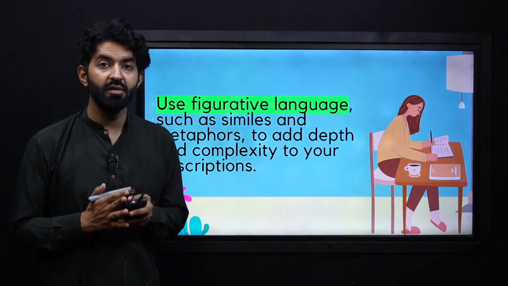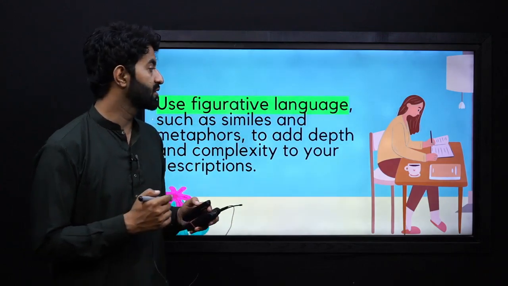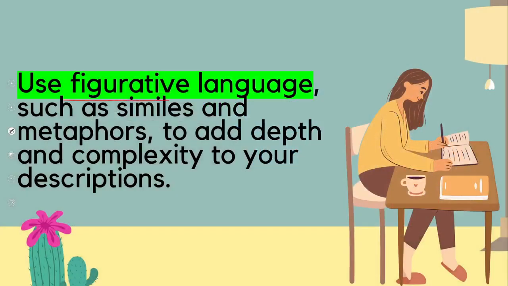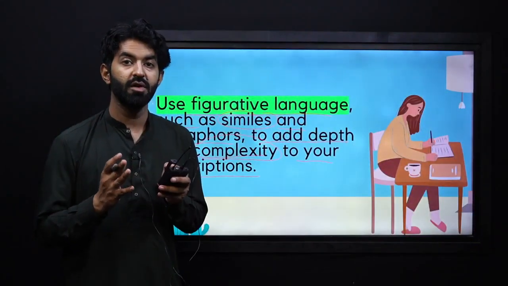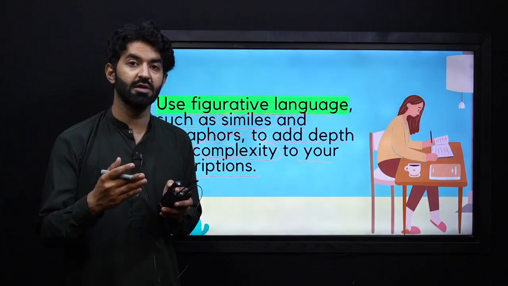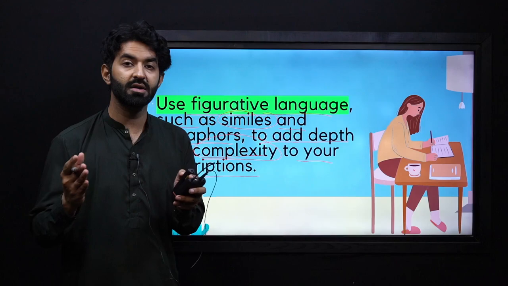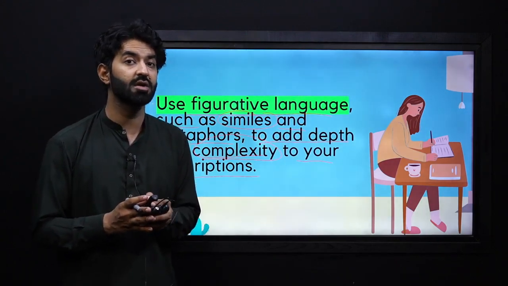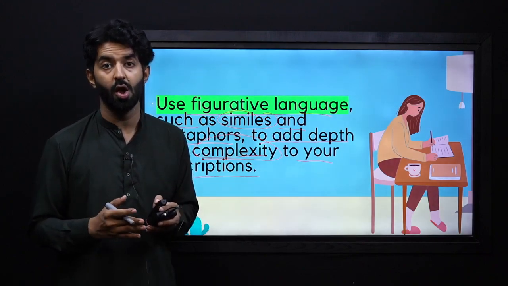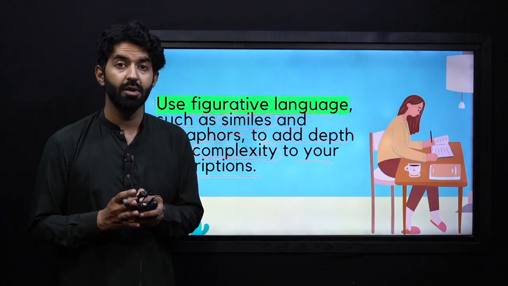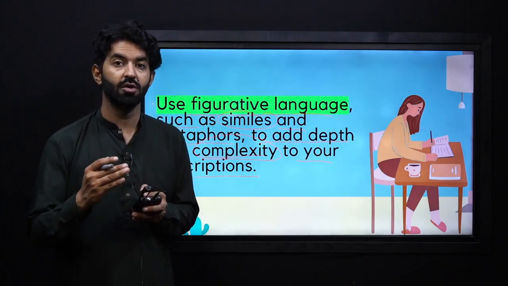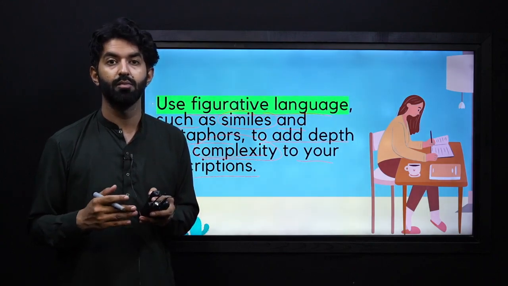Now, we will be using figurative language in our descriptive writing. Use figurative language such as similes and metaphors to add depth and complexity to your descriptions. We already know about figurative language. We will be using those phrases, all the devices that we use in figurative language, in our description of any place, thing, or person. Then we will be using the figurative language in order to make our descriptive writing stronger and more relatable to the reader.